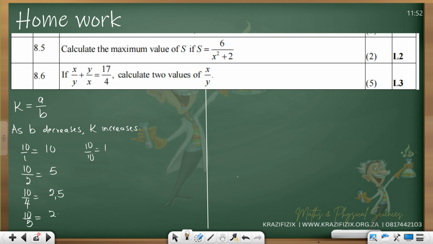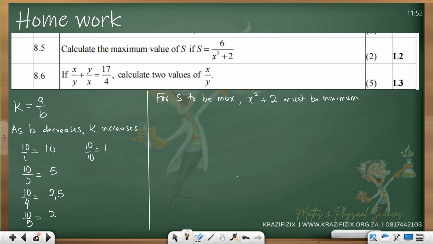All right. Okay. So I was saying that as the denominator decreases, k will increase. And as the denominator increases, k will decrease, inversely. As one goes up, one goes down. It means for s to be maximum, this is so important, x squared plus 2 must be minimum.